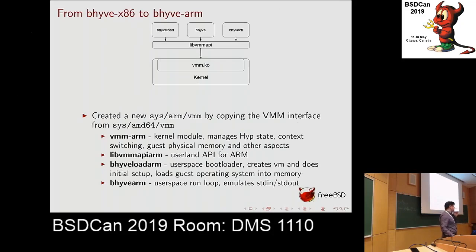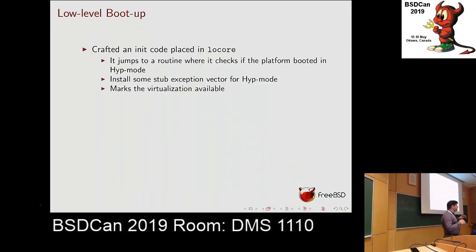Okay, so let's start from the hardware, from the low level. First of all, we crafted an init code, which we placed in locore. That code jumps to a routine where it checks if the platform has virtualization extensions available, and also installs a stub exception vector for hypervisor mode. Changing the mode from kernel to hypervisor is done through an exception, and for this we need the exception vector. We also have a variable which we mark as true when the virtualization extensions are available.